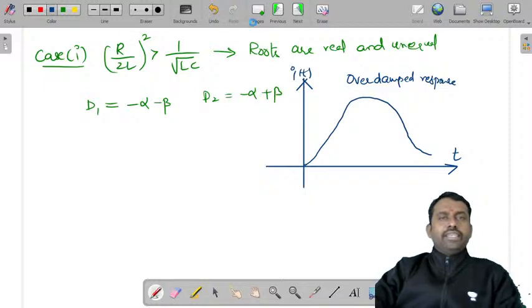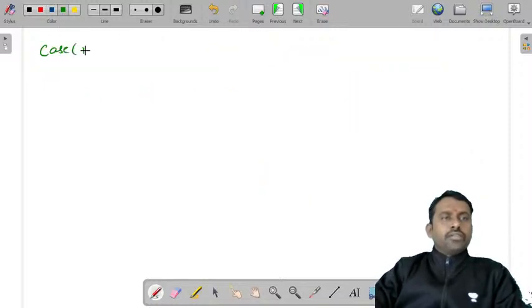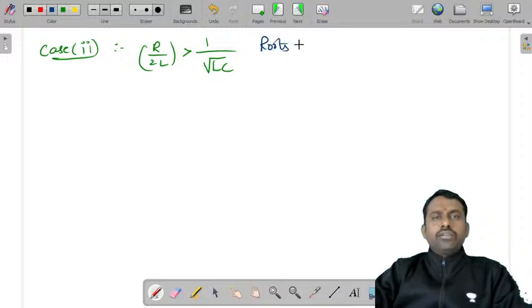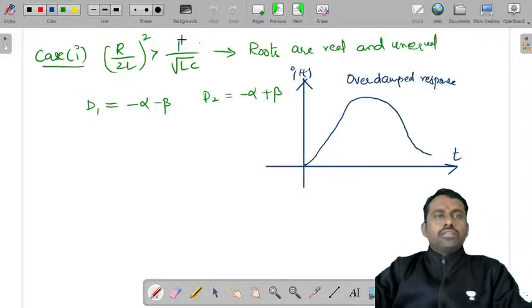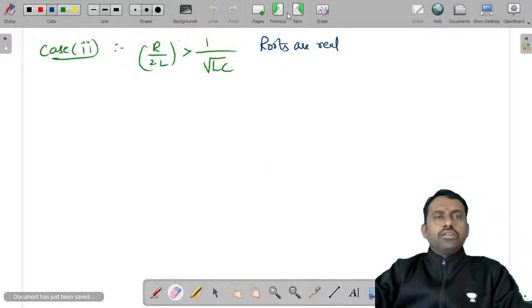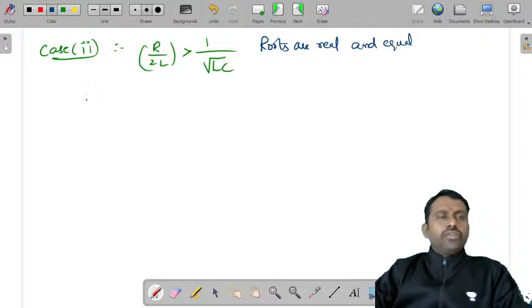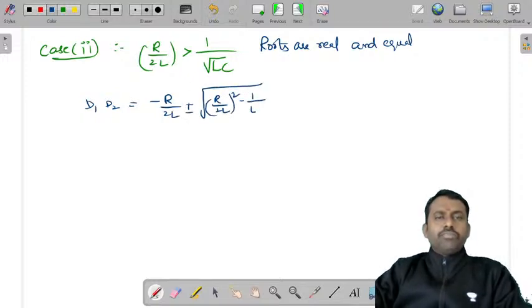Similarly, if you take the other case, case 2, if R by 2L whole square is equal to 1 by LC, R by 2L is equal to 1 by root LC, then what are the roots? Roots are real and equal. So you have d1, d2 is equal to minus R by 2L plus or minus under root of (R by 2L) whole square minus 1 by LC.